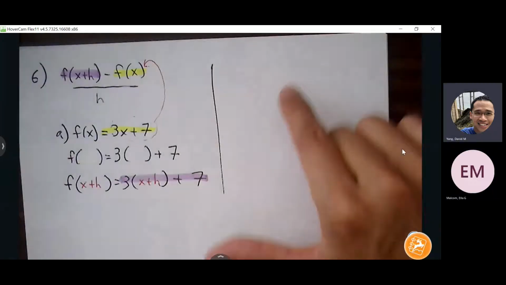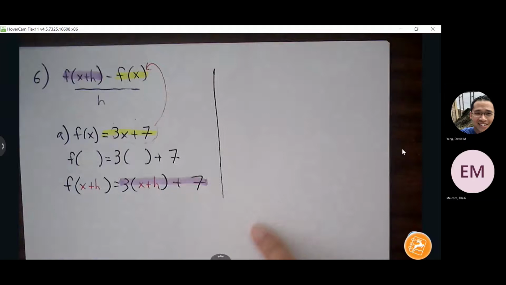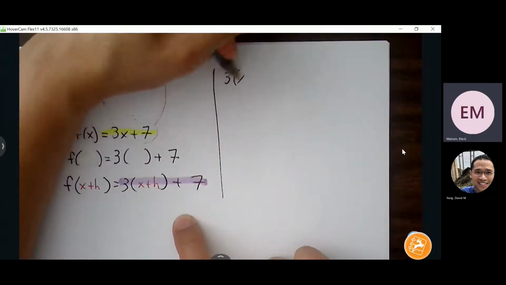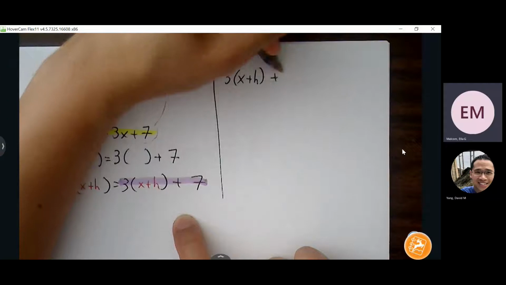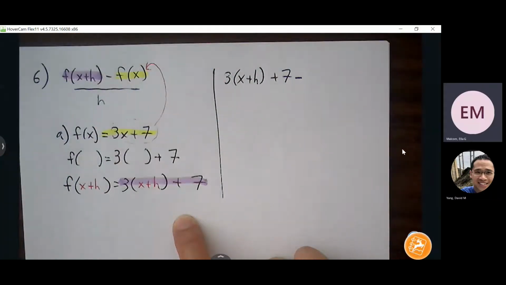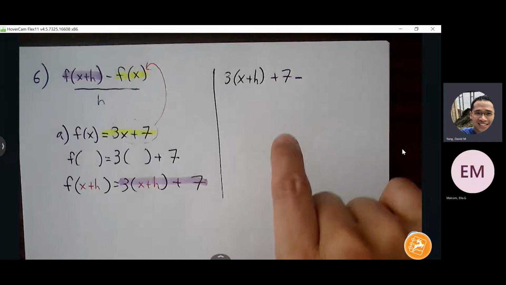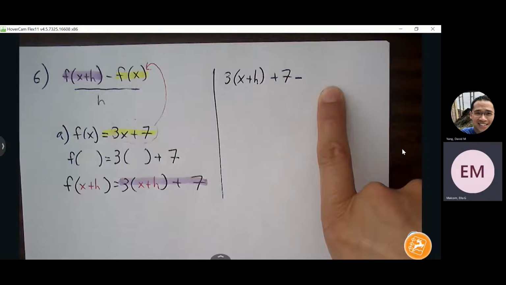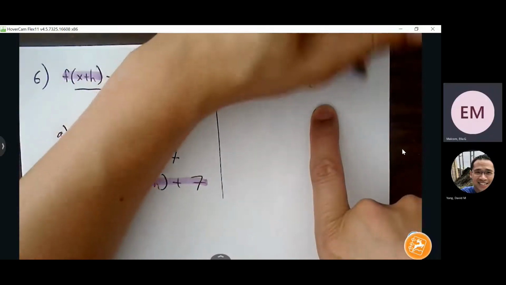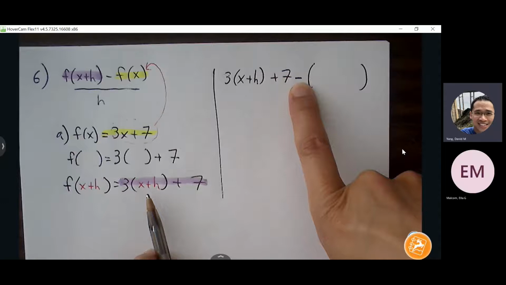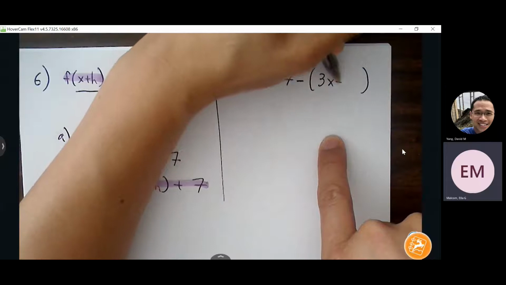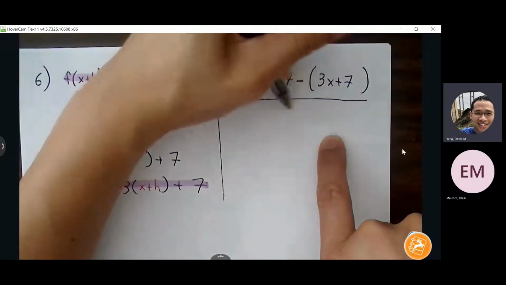Okay. So now what will this look like? So that's going to look like 3 times x plus h, plus 7, minus 3x plus 7. Okay. Is there anything special that we have to watch out for when we put the 3x plus 7 here? Oh, should we put parentheses in front of it because of the negative? That negative, right. That negative is always going to cause an issue if there's multiple terms that come after it. So. Okay. All over h.